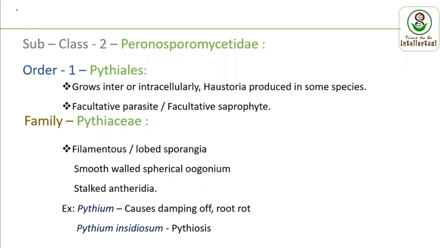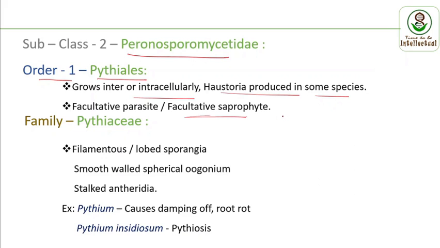Okay, let's see the next subclass, a very important subclass, Peronosporomycetidae. Today, this is of very important interest for agriculture students. Under which, order 1, Pythiales. Pythiales is an important order. We have seen 3 different orders, and the general characteristics of the Pythiales: they grow inter- and intracellularly, haustoria are produced in some species, and they are facultative parasites or facultative saprophytes. Remember, in the order Pythiales we see Pythium, the damping off organism, a facultative parasite or facultative saprophyte. They are not obligate ones.